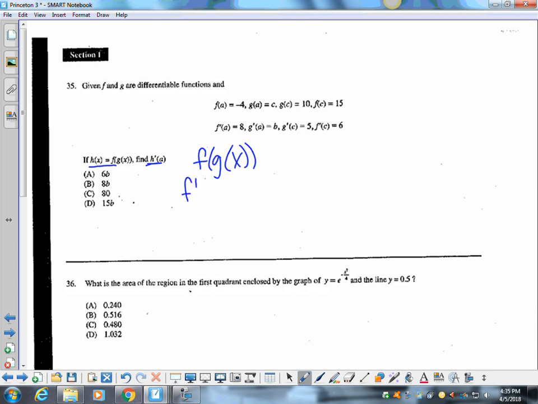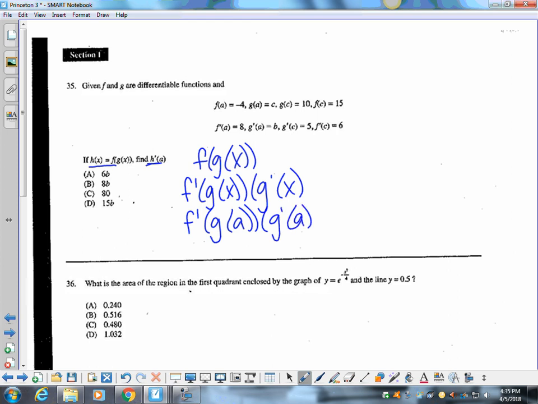So outside, leave the inside, times the derivative of the inside. And I want to go at a, like they don't even give me an actual number. So I want f prime of g of a, times g prime of a. Okay, so I need to find g of a. G of a is C. Now what do they have against actual numbers? And then I need g prime of a.